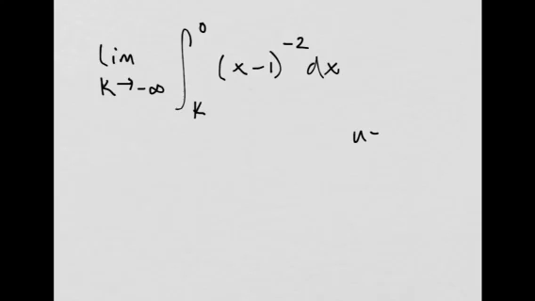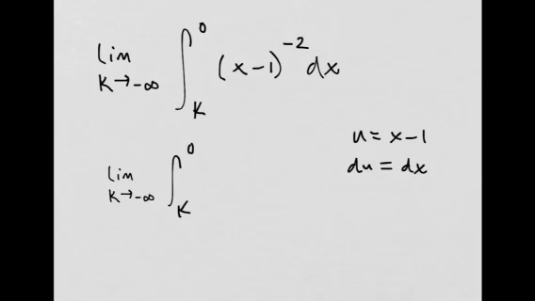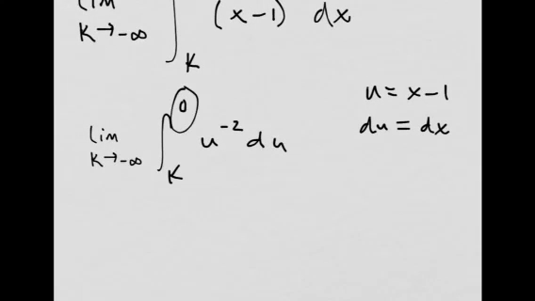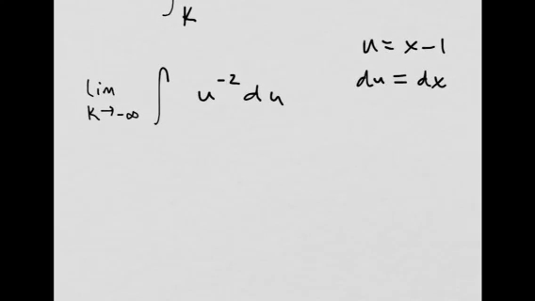I'll use a u substitution. u equals x minus 1, du equals dx. So that's nice. I'll go from k to 0, and the limit I'll copy down. And so it'll be u to the negative 2 du. The antiderivative, actually, my values would change, so I don't have that yet, but I'll get them back.